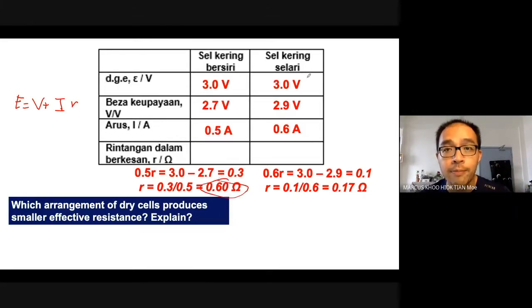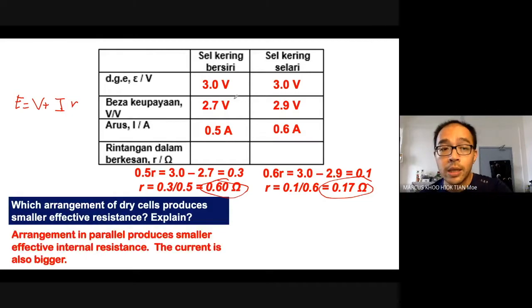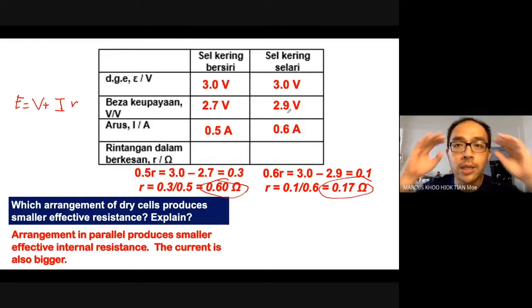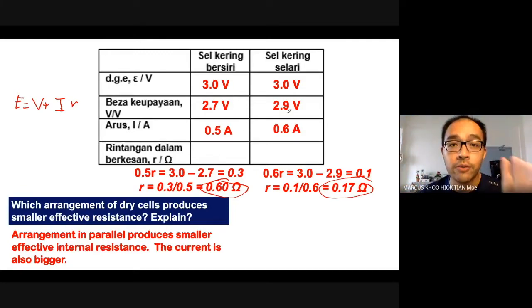In a parallel circuit, where the batteries are arranged in parallel, the effective resistance is lower. Okay, so the question, which arrangement of dry cells produces a smaller effective resistance? It will be the arrangement in parallel. Why? Because the current is bigger. And this brings us to a very, very important relationship.